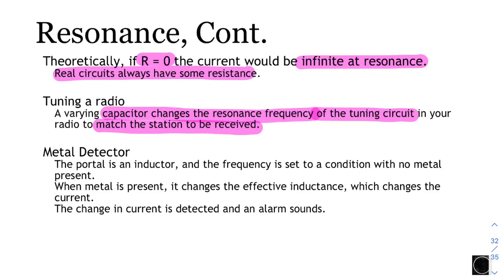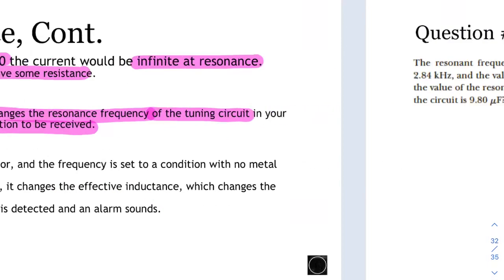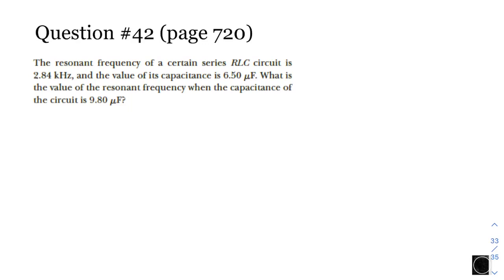Another one is the metal detector. The portal is an inductor, and the frequency is set to a condition with no metal present. Whenever metal is present, it changes the effective inductance, which changes the current. The change in current is detected and the alarm will sound. This is how we apply the resonance method.